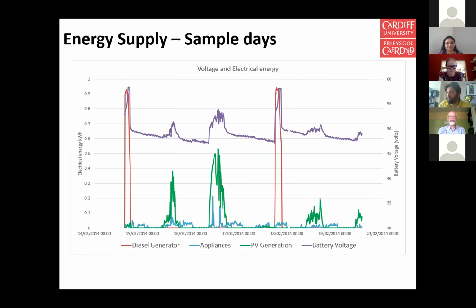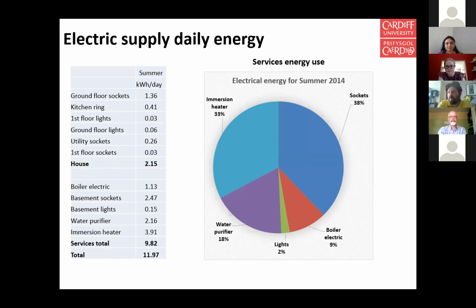Again, the small levels of blue and green, the appliances and PV, weren't really showing us why we needed diesel generation. What became clear once we did some extra monitoring was that the services in the building, all the things they had to put in to actually service the house, were taking a lot of electricity. In this slide, the house itself, that's the people, the sockets, the kitchen, the lights, what you would consider people-orientated, uses about 2 kilowatt hours per day.